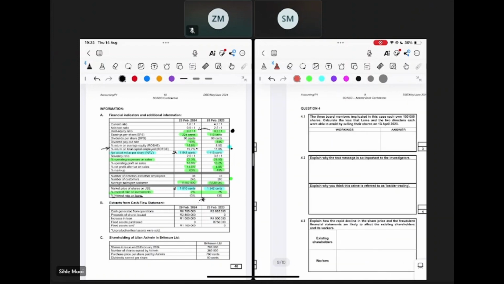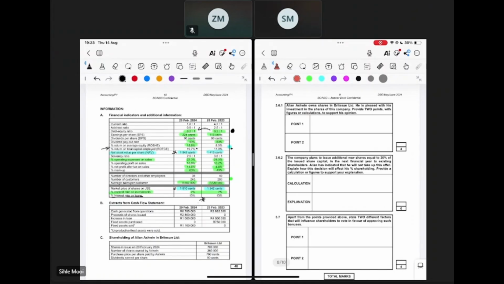Okay, so we're still continuing. There's more. Alan Ashwin owns shares in Brightsun Limited. He is pleased with his investment in the shares of this company. Provide 2 points or figures or calculations to support his opinion. So you would be looking at the information where if a shareholder looks at this, they'll be happy. Why do people buy shares? Because they want to get dividends. So that's the first part you're going to look at.